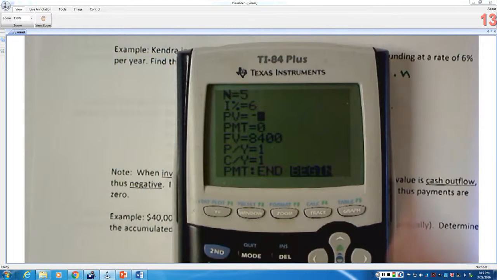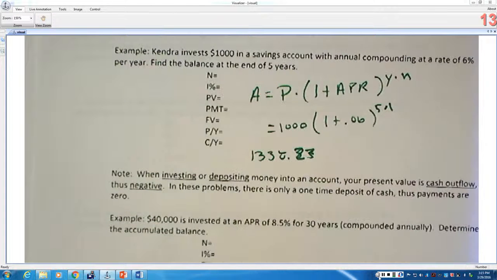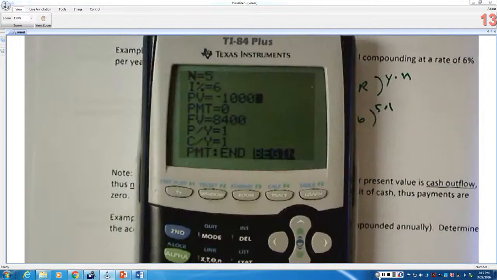So it's negative, and it's going to be what, negative 1,000? Is that how much we had, the balance? Yes. Okay, now, payments you're going to ignore right now, and future value, we're just going to leave it like that. We're going to leave the future value blank, but you have to blank it out at the end. You can't blank it out while you're moving around, because the calculator just won't let you.